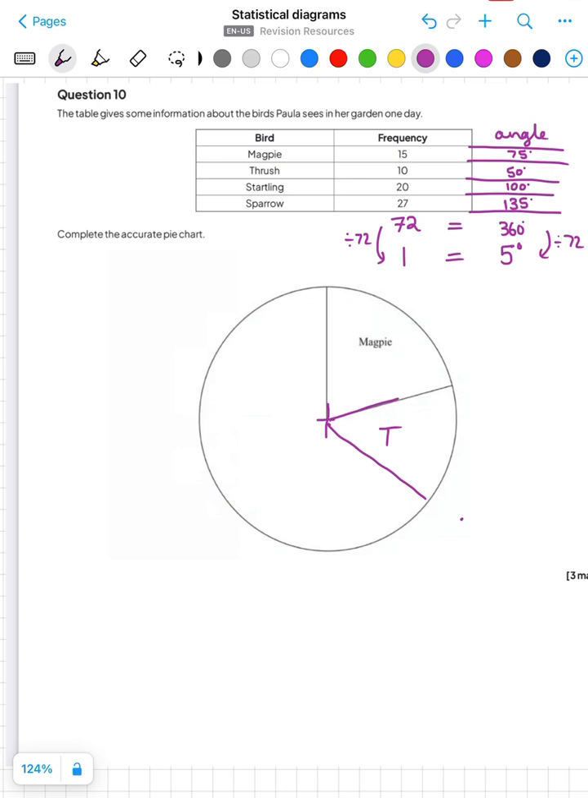Our next angle is 100 degrees, so we now move our cross and our line round. So this is now the 0 degree point. We measure all the way around to find 100 degrees. Join with a straight line. That's now the starlings. Then we'll just check our final angle, so we go from the center point, measure all the way round. That is then 135 degrees for the sparrows.